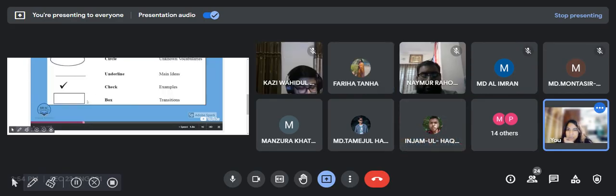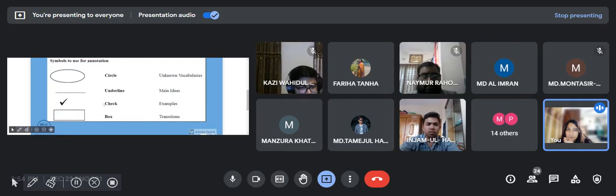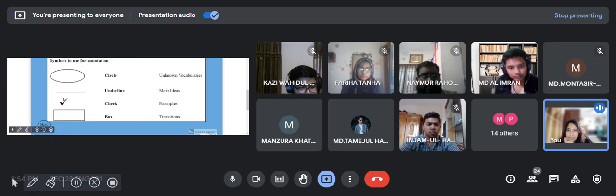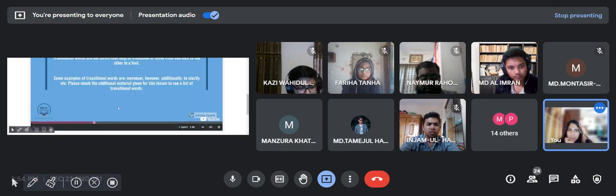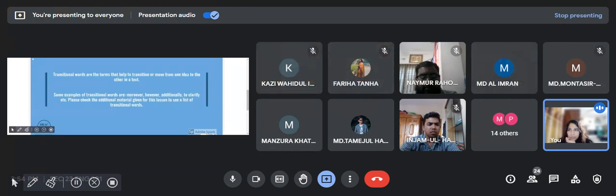And now we are going to look at the symbols. So these are the 4 symbols. You encircle a word if that word is unknown to you. You underline main ideas. You put a tick mark on examples and then you put a box on the transitions or transitional words. Now we are going to look at transitional words.